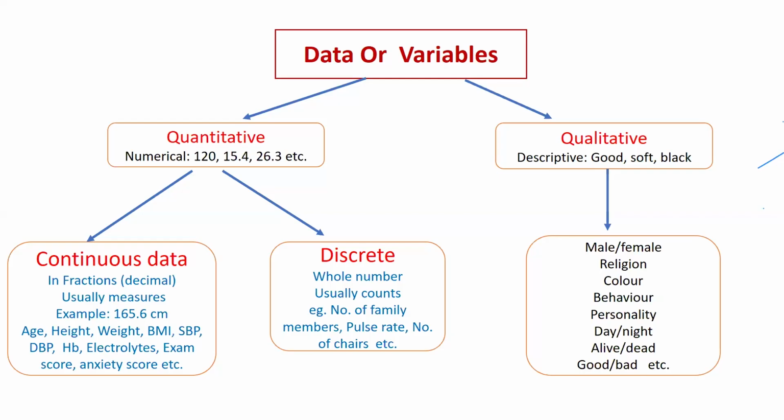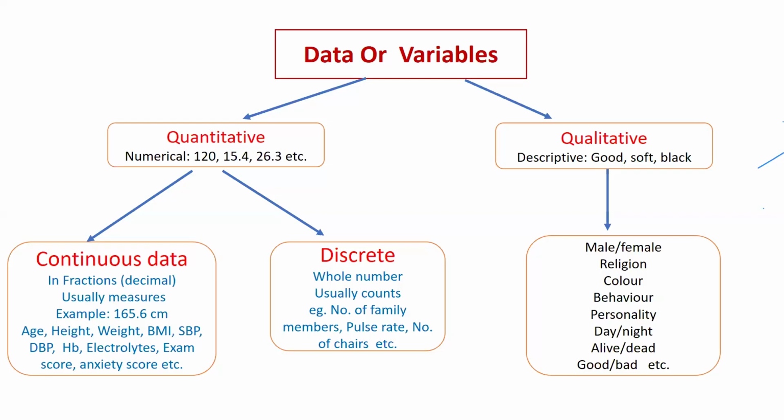For example, age, height, weight, BMI, systolic BP, diastolic BP, hemoglobin level, electrolytes, for example sodium, potassium, chloride, exam score, anxiety score, depression score, CRP values, anything. So these are called continuous data. We can give decimals, or we can present them in the form of fractions.